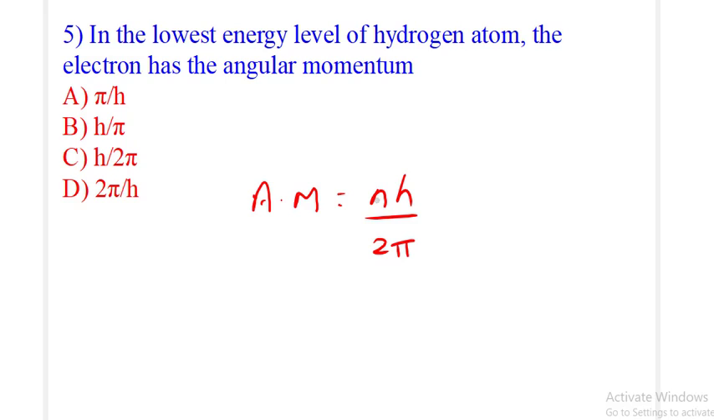Now lowest energy level means n equal to 1. So when n equal to 1, what we have is h upon 2 pi. So angular momentum for the lowest energy level is h upon 2 pi. So this is the correct answer.